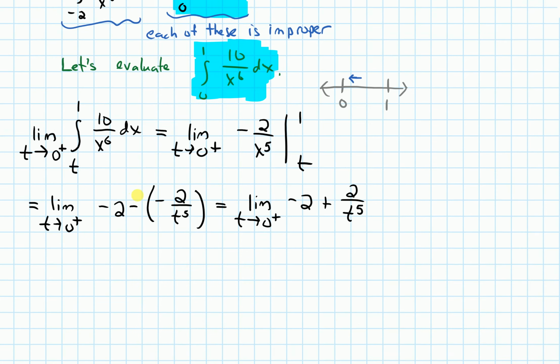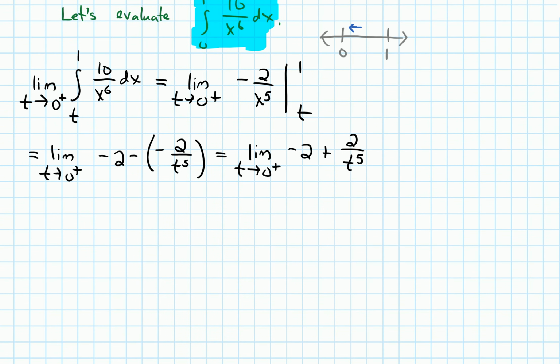All right, so we evaluated the antiderivative. We've plugged in our bounds, our limits of integration. At this point, we have this limit. And as we've seen before, with limits, we typically want to begin by just trying to plug in the number. So let's just plug in, in this case, t equals 0. Let's not even worry about the fact that it's from the right just yet. And try to plug that in and see what happens. Okay, so doing that, this equals negative 2 plus 2 over 0 to the 5.